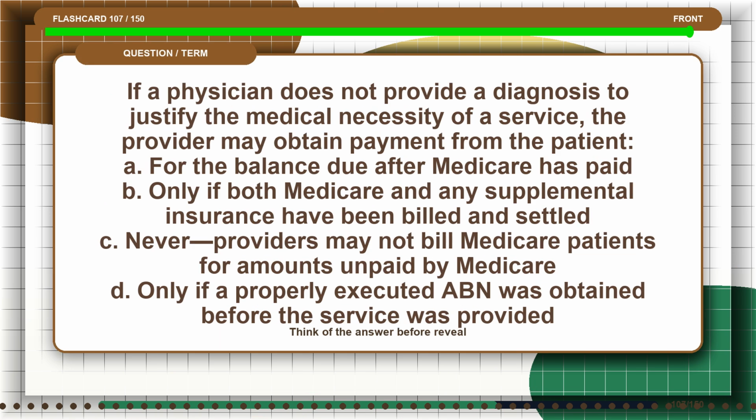Flashcard 107. If a physician does not provide a diagnosis to justify the medical necessity of a service, the provider may obtain payment from the patient. A. For the balance due after Medicare has paid. B. Only if both Medicare and any supplemental insurance have been billed and settled. C. Never, providers may not bill Medicare patients for amounts unpaid by Medicare. D. Only if a properly executed ABN was obtained before the service was provided. Think of the answer before the reveal.